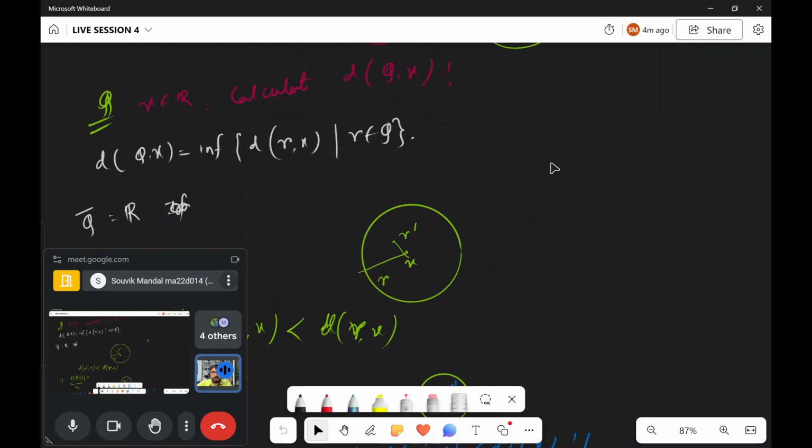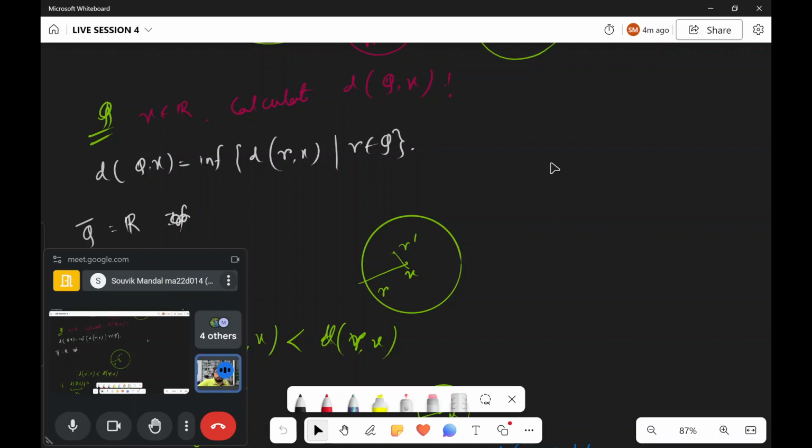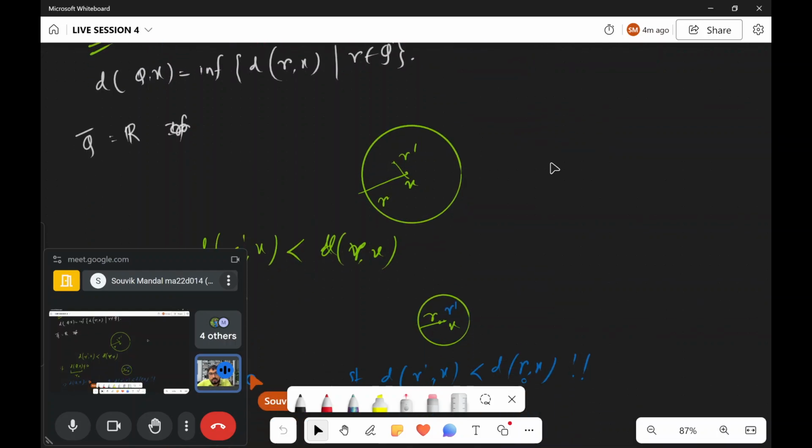Suppose x belongs to the real line. Now we need to calculate d(Q, x). Now d(Q, x) is nothing but the infimum of d(r, x), where r is a rational number. Now we know that Q closure, and we know that Q is dense in R.